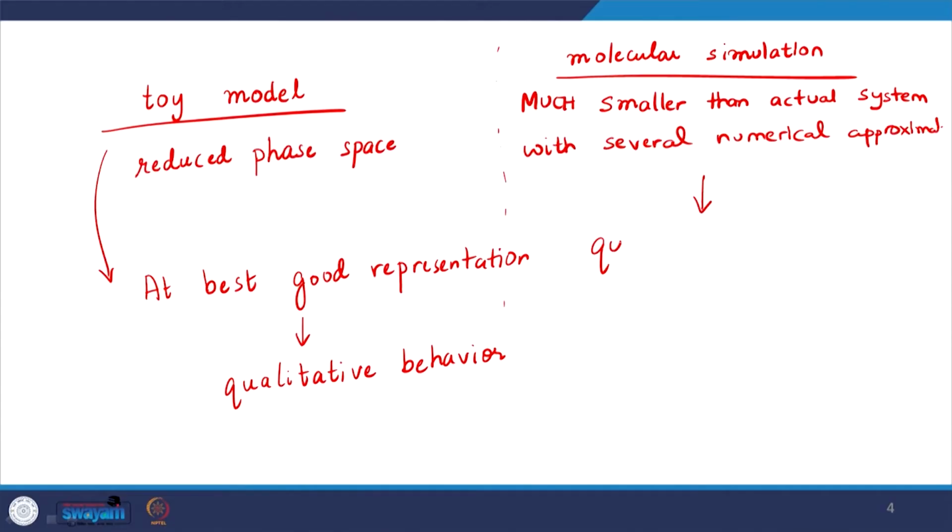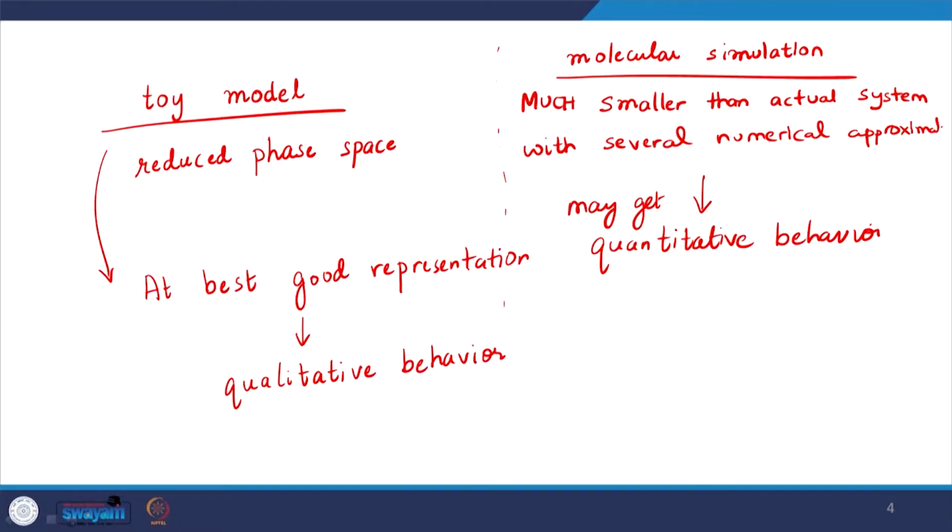But the model itself is representing the reality, right. So, that is the key difference. In the toy model case, we can get an exact solution, but even then it is far from reality. In the molecular simulation, even if we approximate the numerical solution, we are getting a quantitative behavior, so as to speak, that may be at least closer to the reality as opposed to a toy model, right.